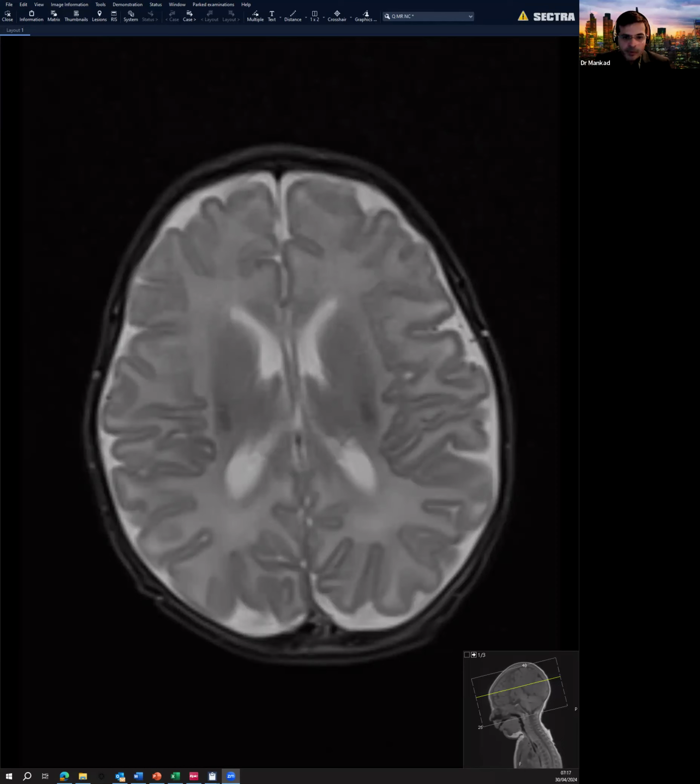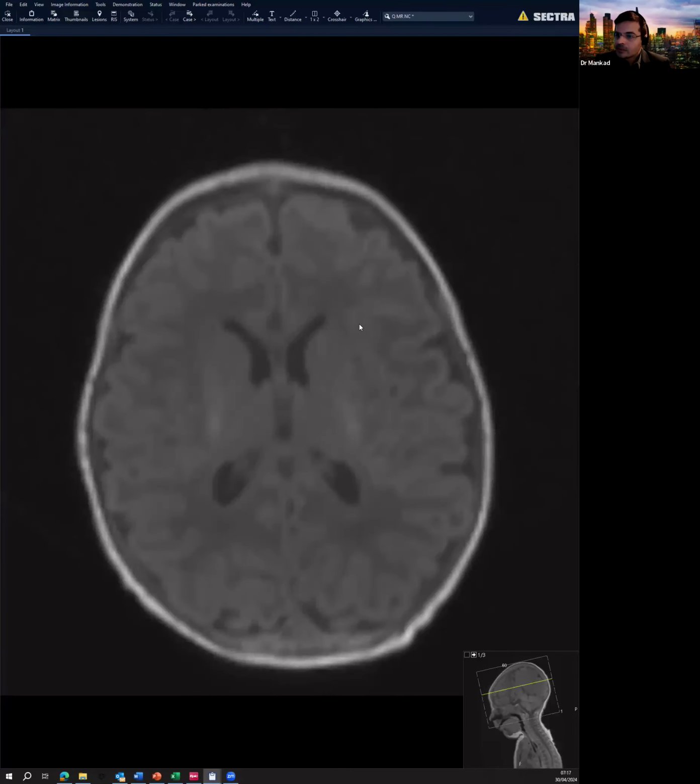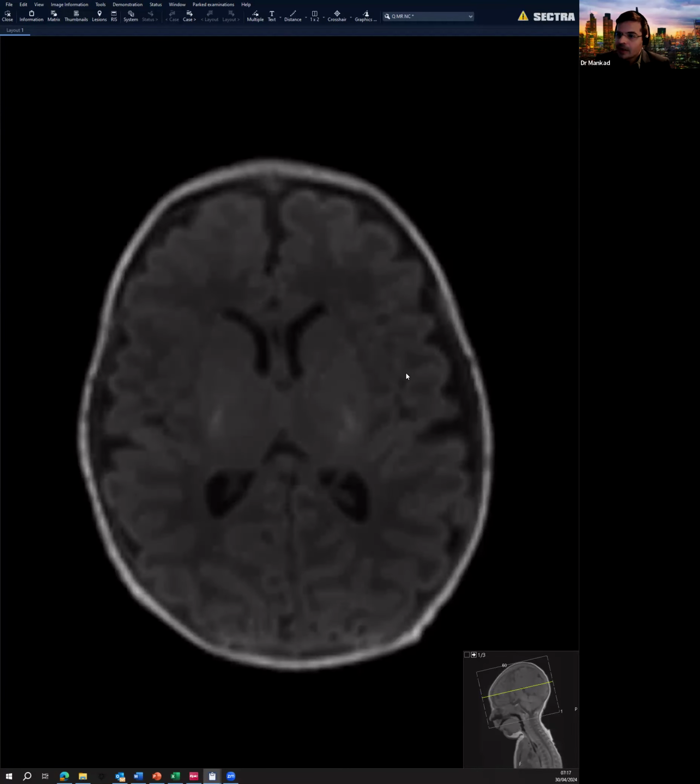Compare that with a T1 weighted sequence. On the T1 weighted sequence, in this period of life, your white matter is dark. So it flips. Don't get confused. Just remember that everything you see in a mature brain is flipped in a neonate.